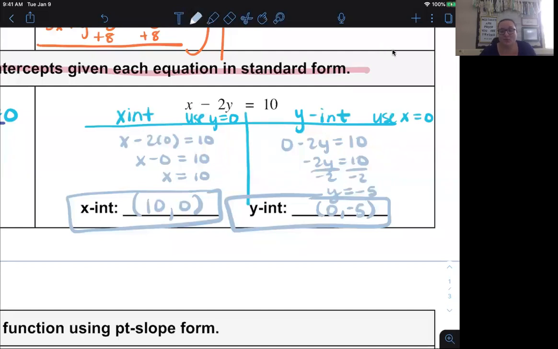As you can see from my work, I got the x-intercept of this line would be at the point 10, 0. And for the y-intercept, it would be at the point 0, negative 5. Hopefully your answers match up with mine.